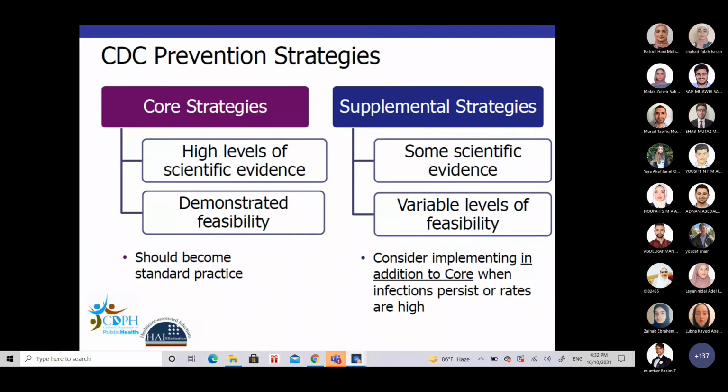We said we'll be talking about some of the core strategies and the supplemental strategies. These are strategies used in surgical practice to decrease the risk of surgical site infections. As we said, there are core and supplemental. Core strategies have high levels of scientific evidence and demonstrated feasibility, while the supplemental strategies have less solid evidence of efficacy in surgical practice.